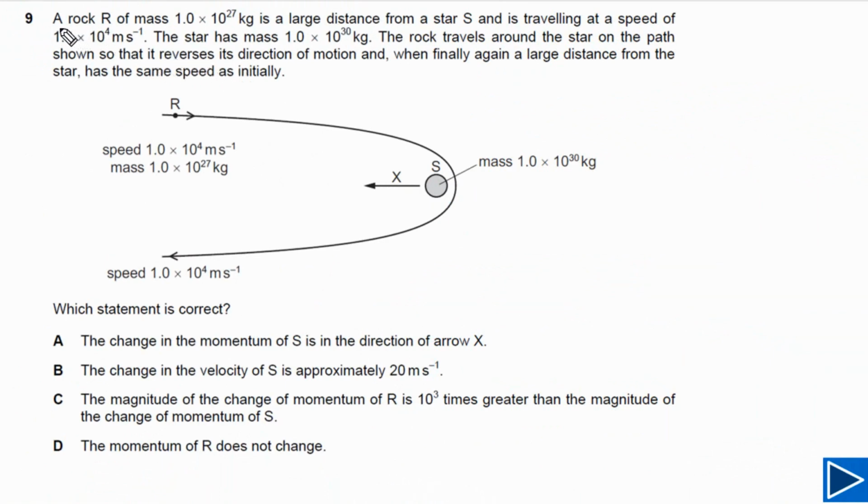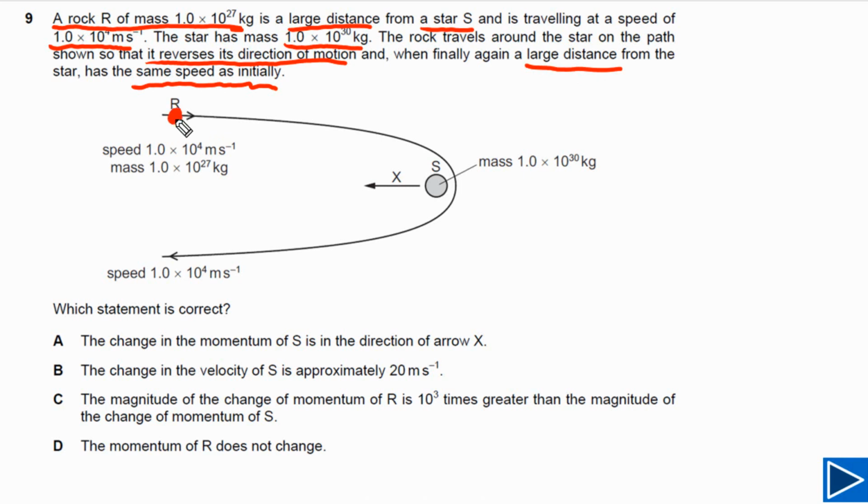If we read this question carefully, it is given that there is a rock R of mass given here, at a large distance from a star S. The rock is traveling at the given speed, and the mass of the star is also given. The rock reverses its direction of motion and has the same speed as initially at a large distance again. If we look at this diagram, at this point we have this rock.